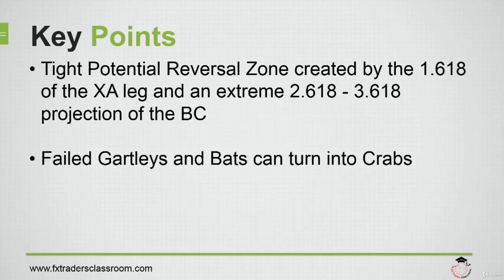Finally, we are looking for failed Gartleys and failed bats that turn into crab patterns. So if we get a B retracement of 50%, then it's obviously going to be a failed bat. And if we get a B retracement of 0.618, then we're looking for a failed Gartley. Either way, we're looking for these failed patterns to turn into a potential crab pattern.